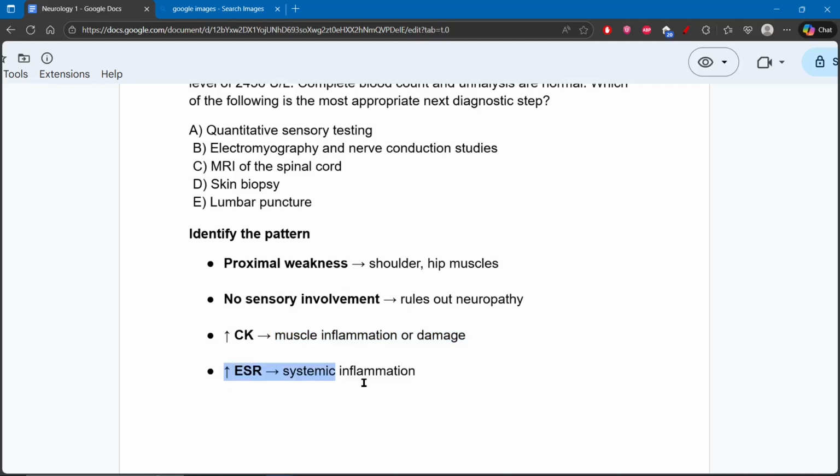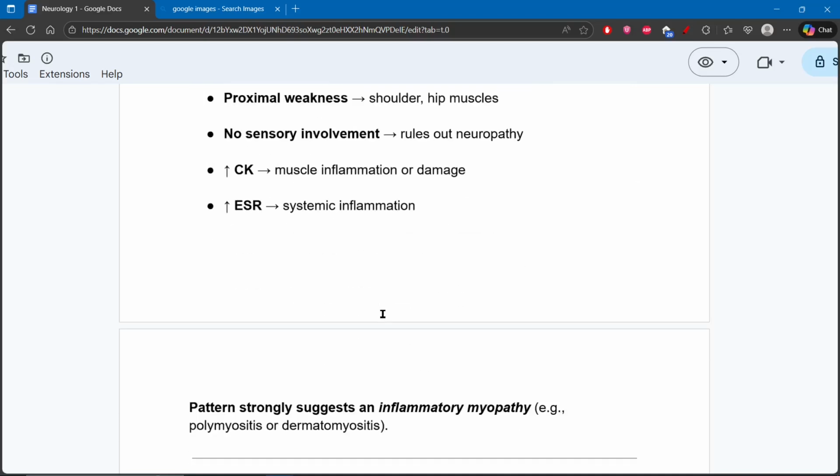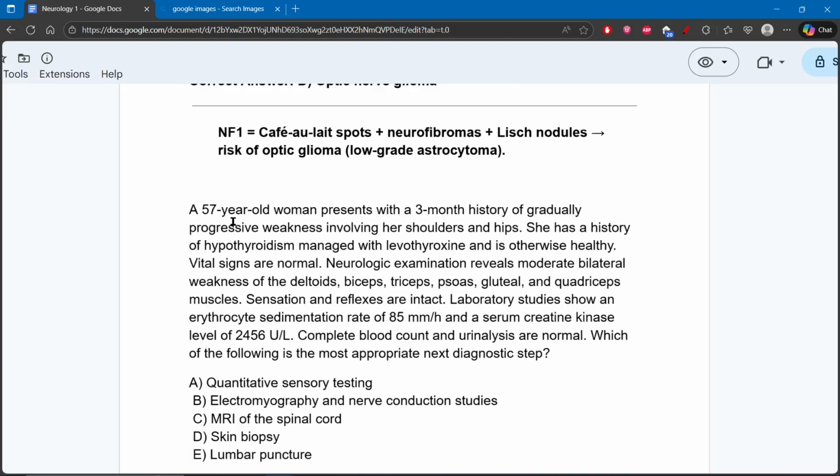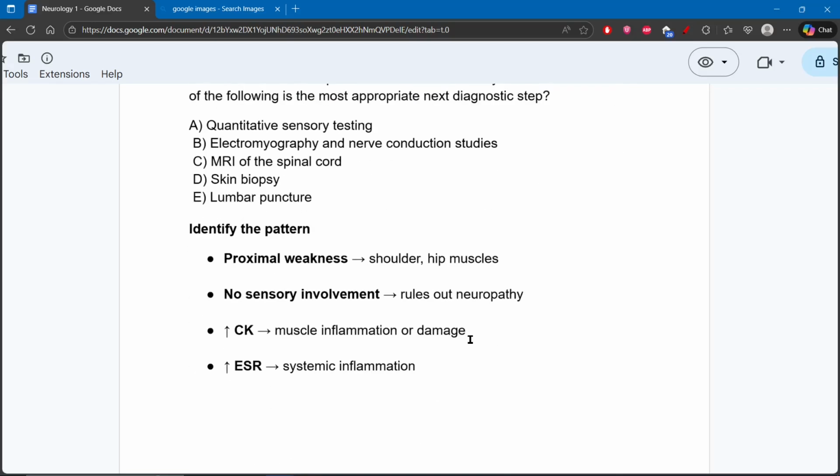And the ESR is high, which indicates that there is a systemic inflammation, although not very predictive, not very specific, but it is present either way. So you must know what it means. So the pattern strongly suggests that there is an inflammatory myopathy going on, since there is no other cause of muscle weakness. They are clearly pushing you towards the muscle problem. So there is no other etiology here except for looking at the muscle itself.